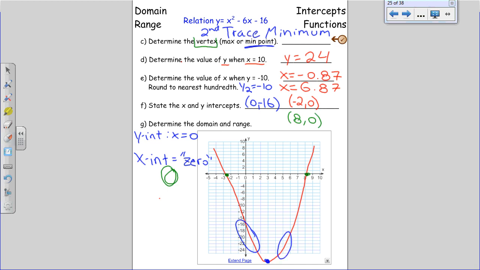Awesome. So we would round that to 3 and negative 25. So you make sure you round it if it's at 2.999. Awesome. We'll see you all tomorrow.